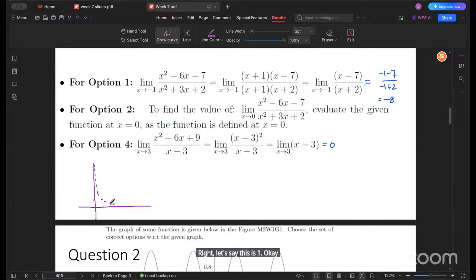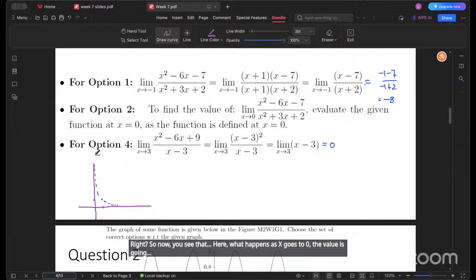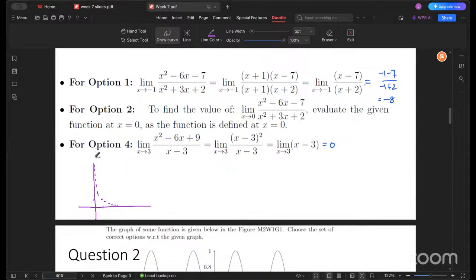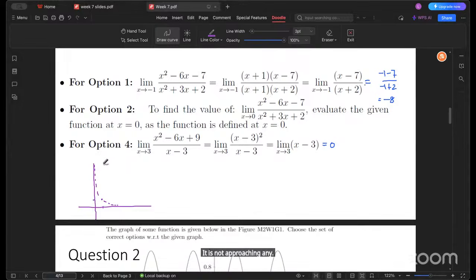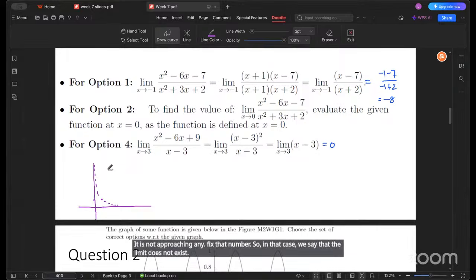And then again, as x increases also here, somehow it is like this, right? 1 by x. So now you see that here, as x goes to 0, the value is going towards infinity. It is not approaching any fixed number. So in that case, we say that the limit does not exist. So this is one scenario.